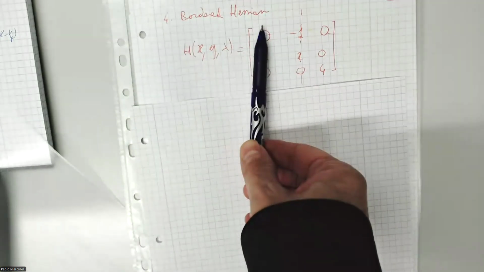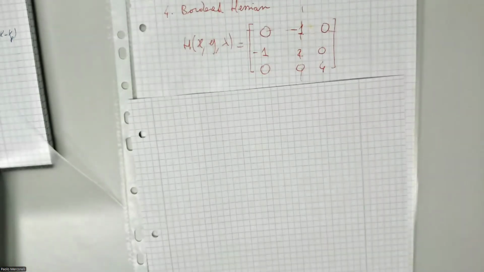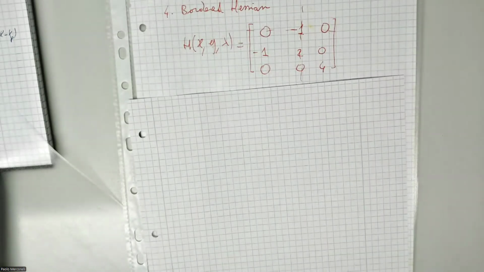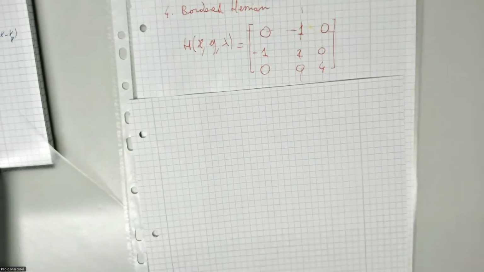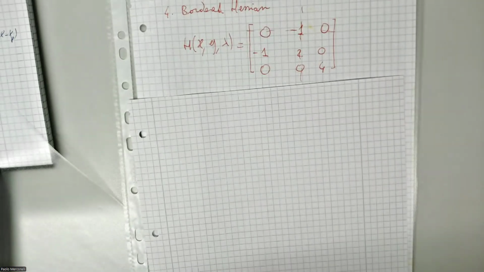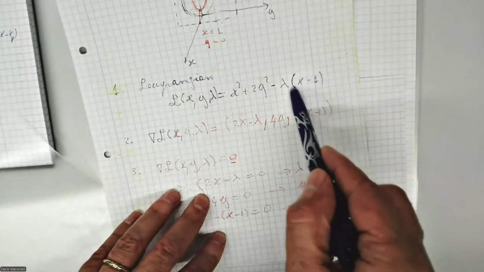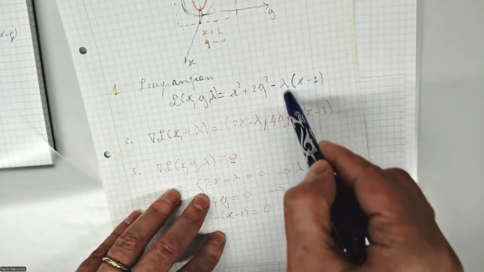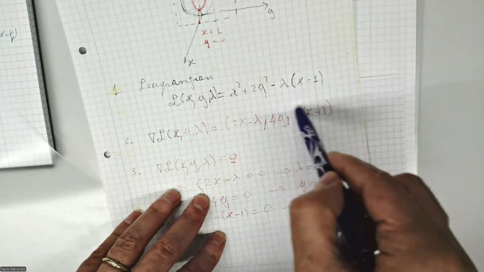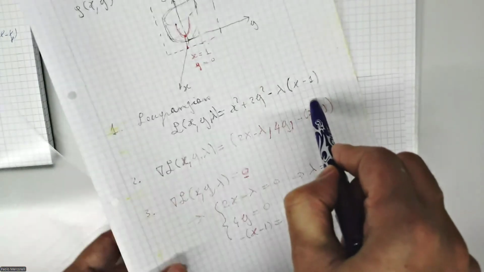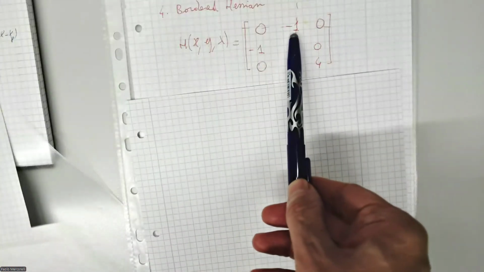This is 0 by definition. Why is this -1? Because it's the derivative of the constraint G with respect to X, in this case with the minus. No? But G was X minus 1. G, the constraint, was X. I show you. This is G: X minus 1. The derivative of this is 1, with the minus is -1.